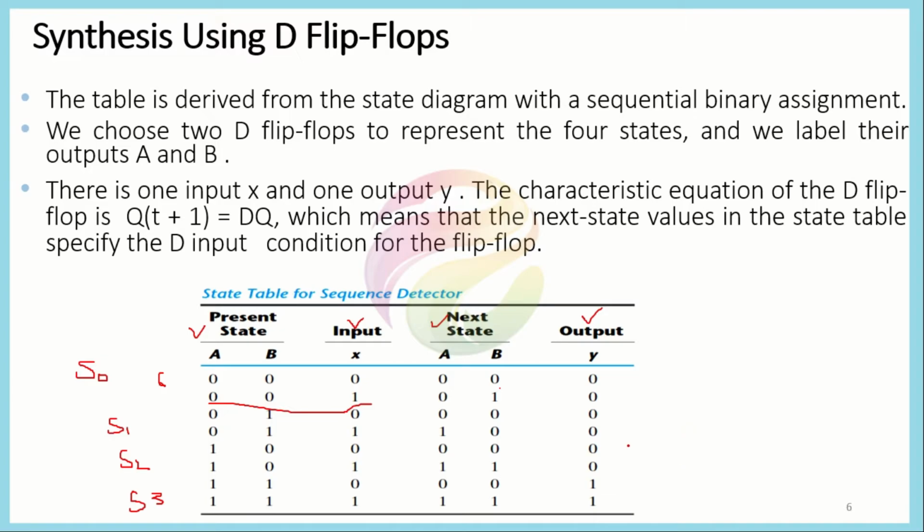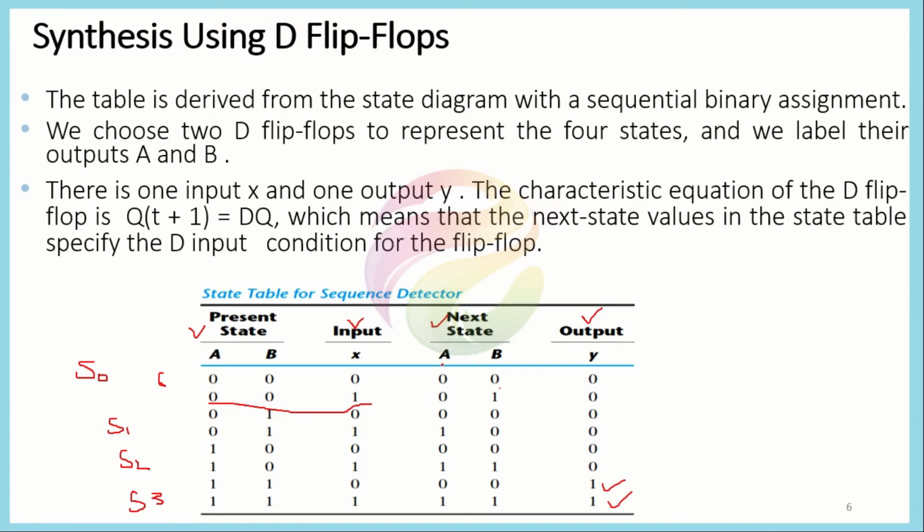And as our requirement was that our system's output should be asserted to 1 once we have three or more ones in sequence, only these values will get the output equal to 1, otherwise Y would be equal to 0. So in this way we have derived the state table directly from the state diagram.